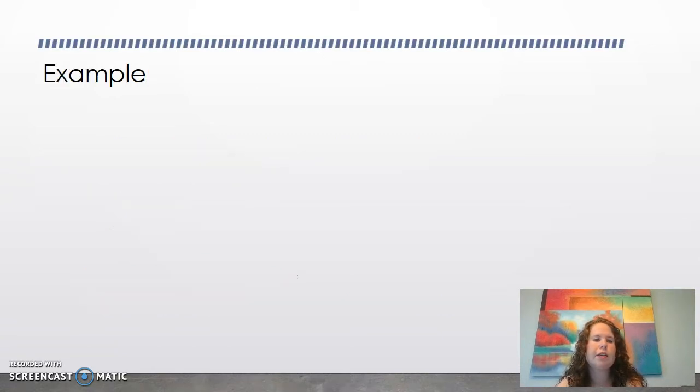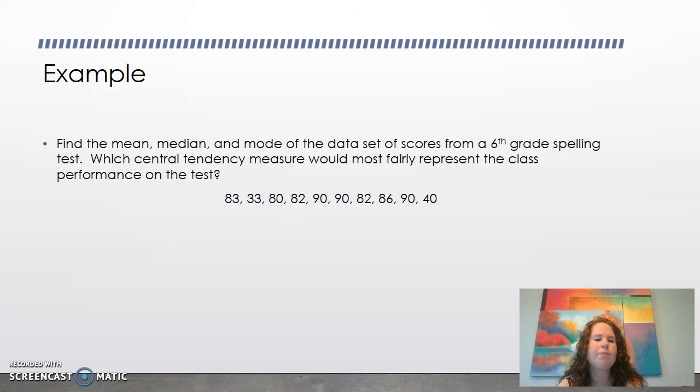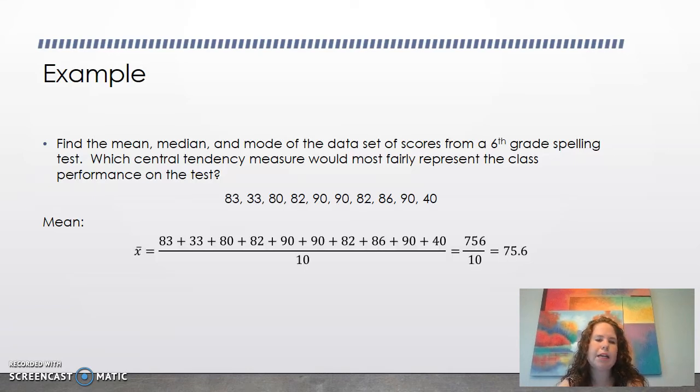So for example, we want to find the mean, median, and mode of the data set of scores from the 6th grade spelling test. And we want to determine which measure of central tendency would most fairly represent the class. So for the mean, we add up all our data points and divide by 10 because we have 10 data points here. The total comes out to be 756, divided by 10, and we get 75.6.